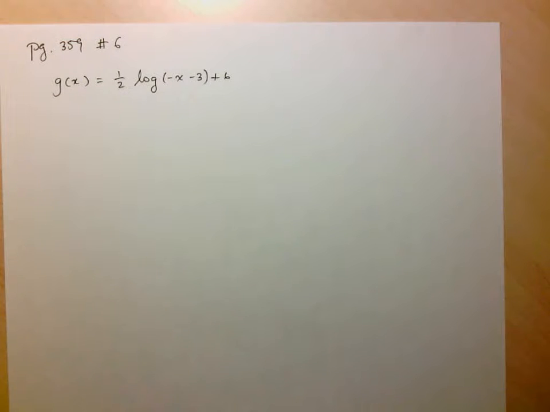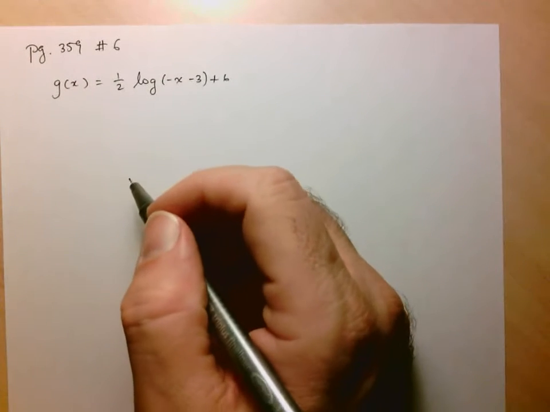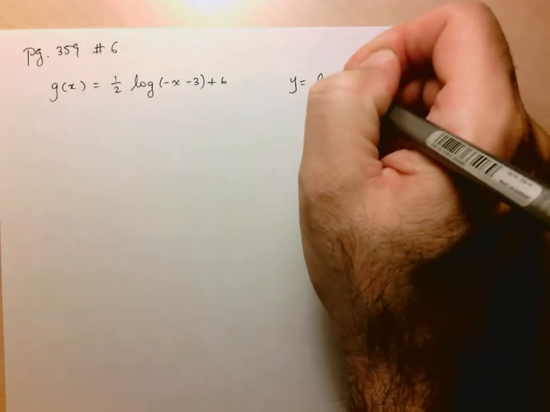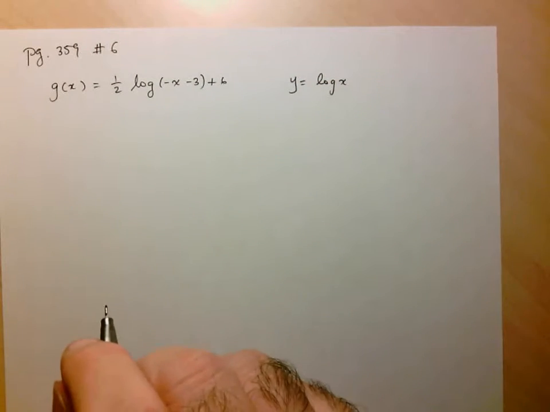Hi folks, this is page 359, number 6. They ask us a bunch of questions with regards to this function here. First they ask us to describe the transformation to go from log base 10 of x to this function g. First and foremost, we see that our parent function is just going to be log base 10 of x. So this is what we're comparing to.